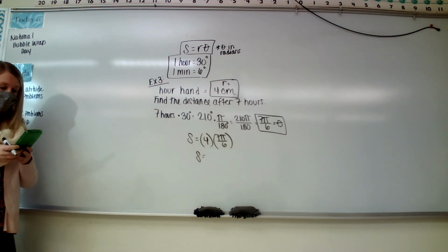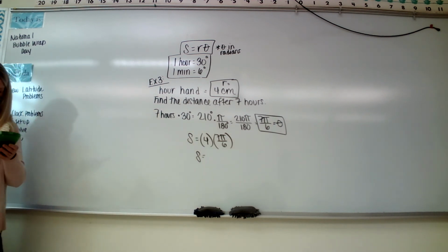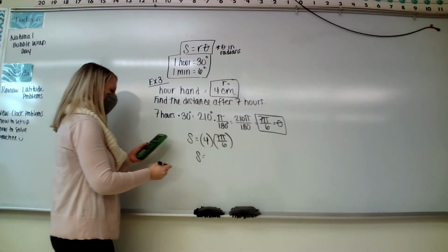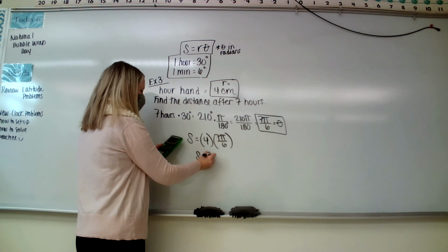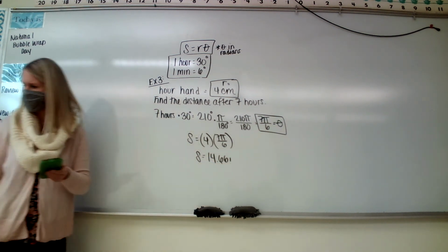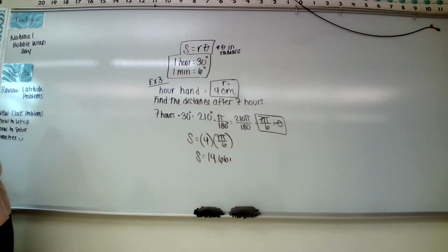In this case, we do plug the pi in, so we just want a decimal answer because decimals make more sense in our head. And that would be about 14.66. Is this in centimeters? Is this in inches? This one should be inches.